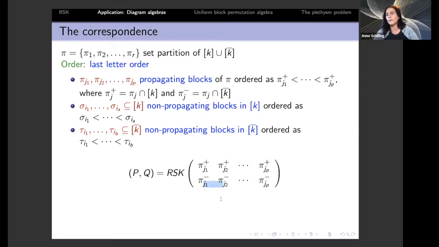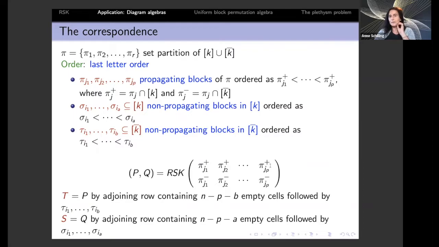of the generalized permutation. So now we have an order on that, so we can just apply the usual RSK and we get two tableaux. The P tableau will correspond to multisets with barred letters, and the Q tableau will have the unbarred letters.